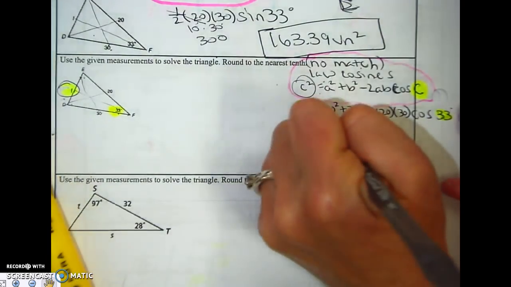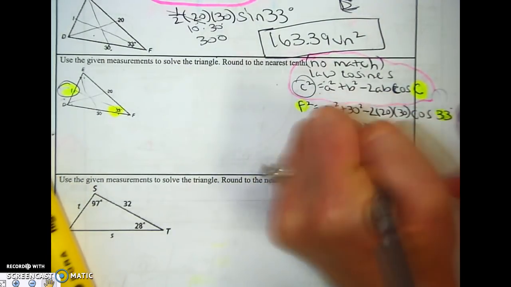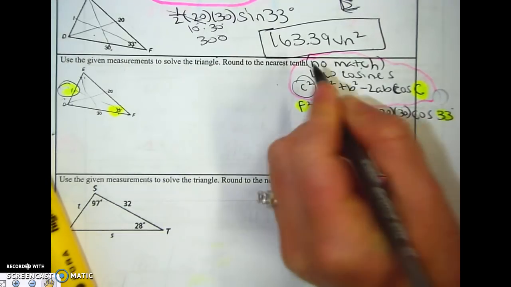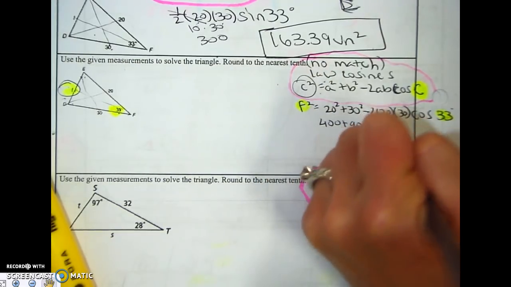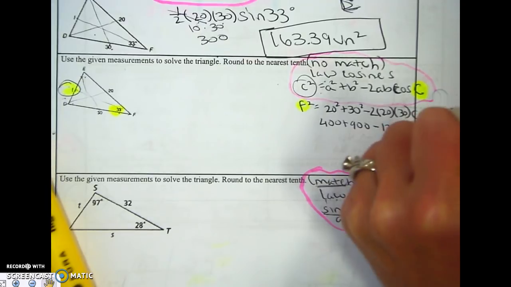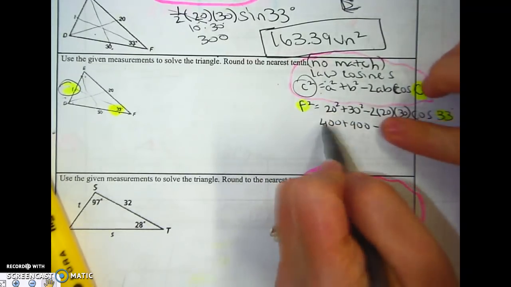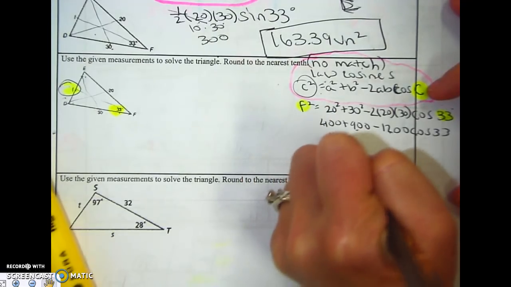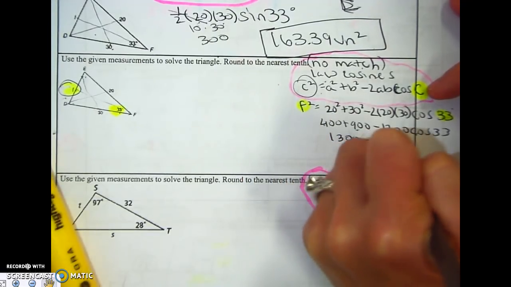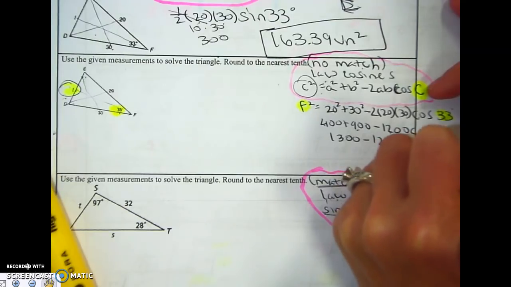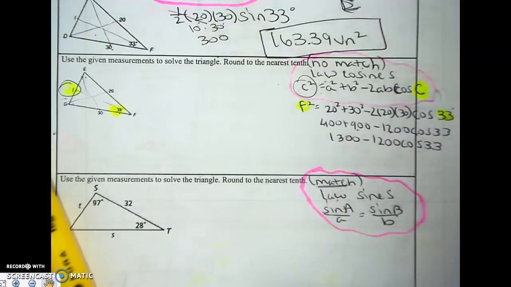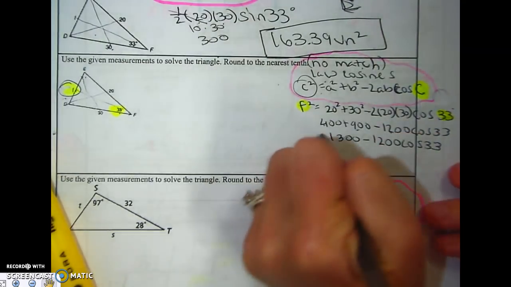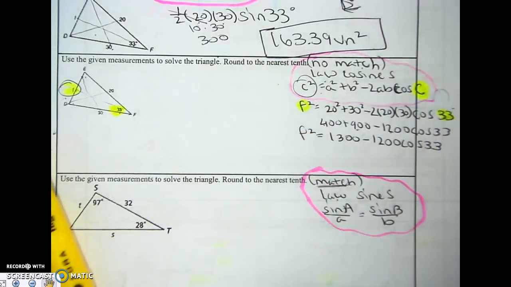Now I'll simplify. 400 plus 900. 2 times 20 is 40, 1200. Cosine 33. Now I can put these two together, but I can't put it with this because that's touching there. So this is actually 1300 minus 1200 cosine 33. Excuse me. Sorry. And that equals F squared.